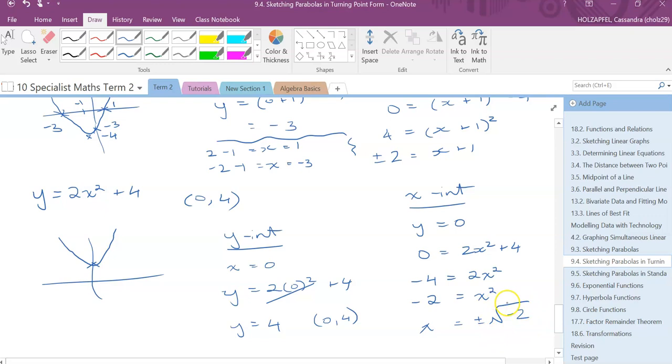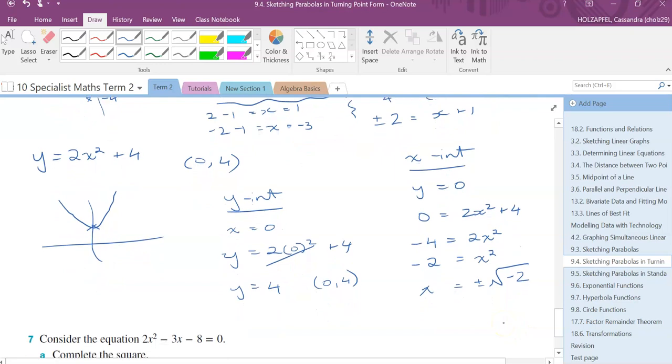Now, we do not have a real solution for this, okay? Now, we haven't really spoken much about imaginary numbers. I might do an Algebra Basics video on imaginary numbers, but for those in the know, I could write this as x is equal to positive or negative root 2 i, because this is an imaginary number, okay? And it's imaginary because the square root of negative numbers do not exist. All right, so it does not have a solution in the real axis, okay? If we were to draw this on the imaginary axis, absolutely it would.